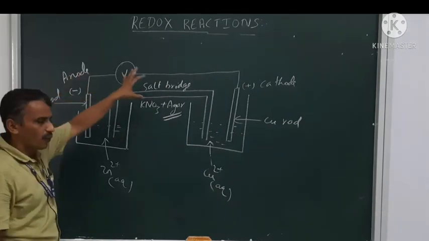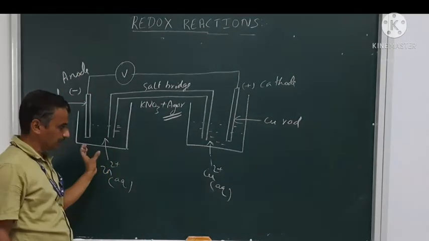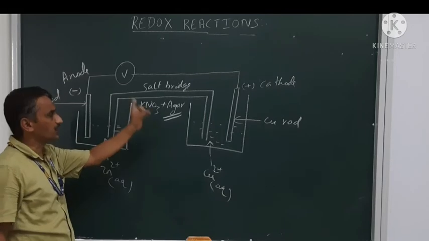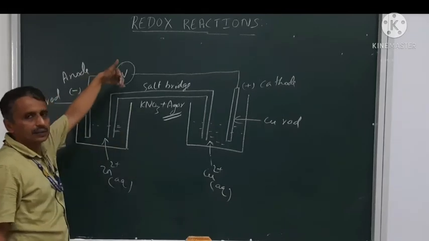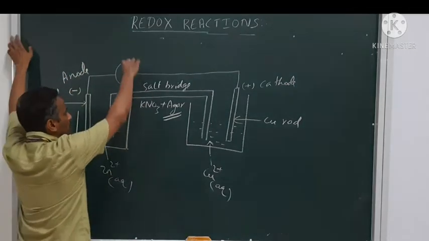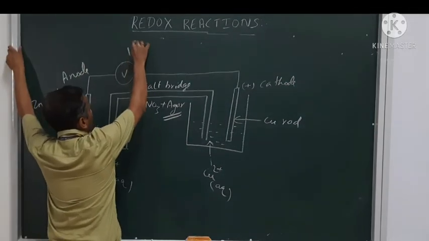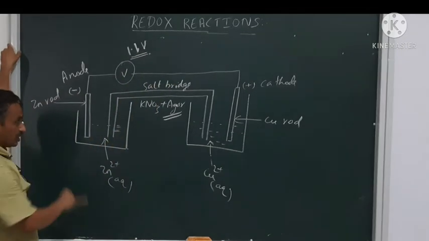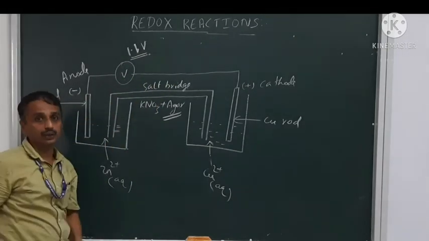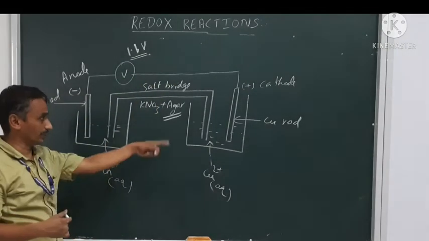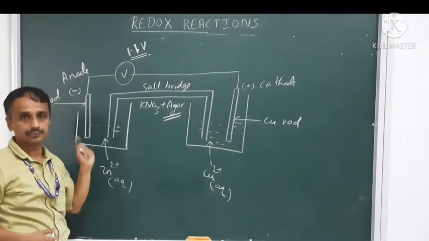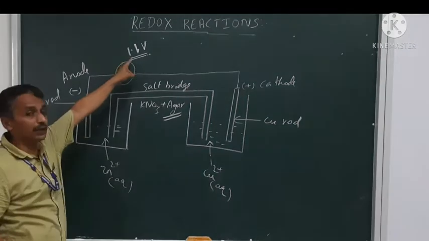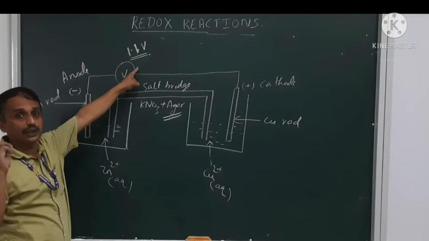So, when this construction is done, the circuit completes and the EMF will be produced. Here, whatever EMF is produced will be 1.1 volt if zinc and copper rods are taken, which is called the Daniell cell. This is the Daniell cell. Say you replace zinc with magnesium, then I will not get 1.1 volt. A different voltage will be there.